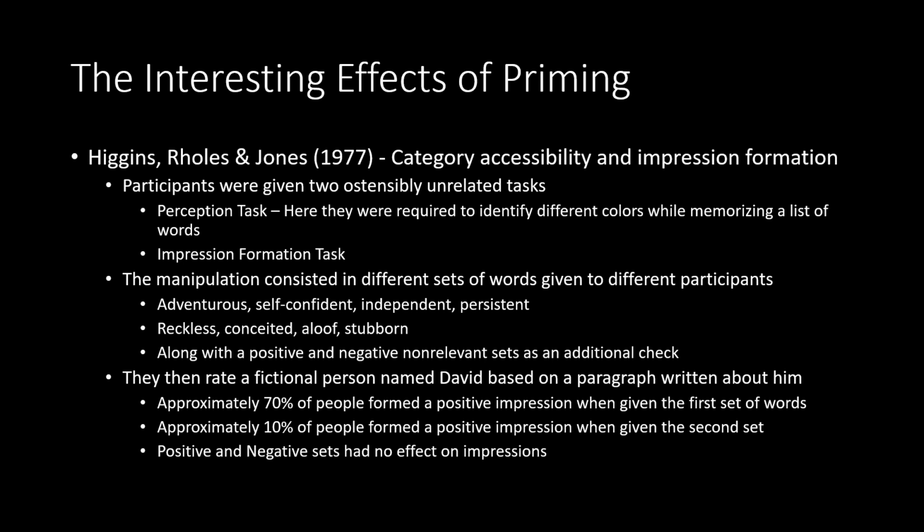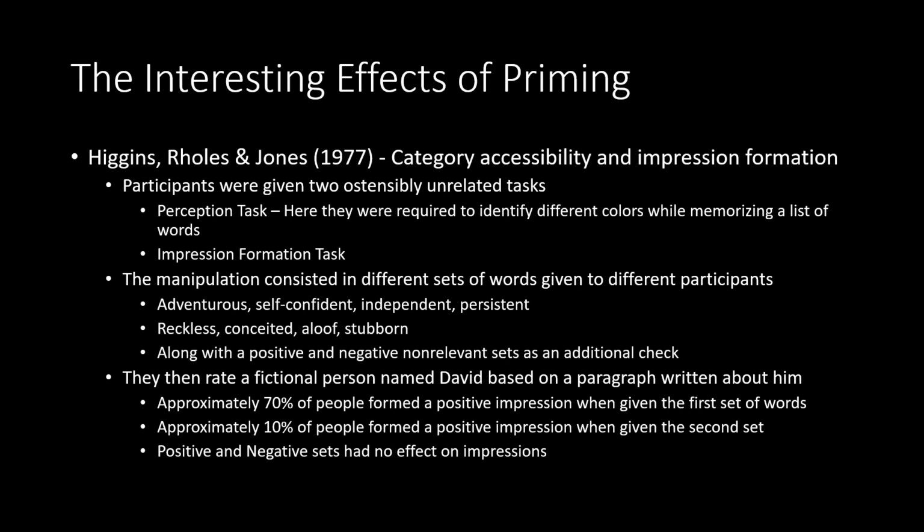This was followed by an impression formation task, in which they were given a paragraph to read about a fictional character named David, I believe, and then they were asked to make their impressions, especially whether those were positive or negative impressions about this person. Now, the manipulation in this case consisted of different sets of words given to each of the participants. The primary two are the first two given underneath this point, where half of the participants were given the following words to remember: adventurous, self-confident, independent, and persistent, while the other half were given reckless, conceited, aloof, and stubborn.